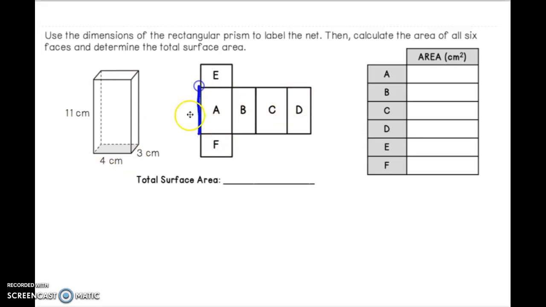This one right here is going to be 11. This one here is a 4. And this side here is a 3. So that makes this a 3, this a 4, and this one is also a 3, and this one is also a 4. So A and C are the same. We'll start with A and C. So A and C is 11 by 4. So that means each one of those is 44.